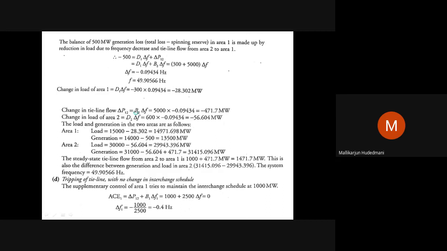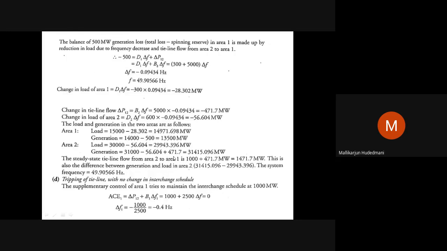1000 megawatt of generation loss is made up from spinning reserve. After this, area 1 no longer controls ACE, but the supplementary control of area 2 can control the ACE. Supplementary control of 2 means area 2 is going to respond for this 1500 megawatt loss in area 1. That is how the control is playing: 471.7 megawatt it is delivering towards that. This is how the share of area 2 for area 1's demand has come here.